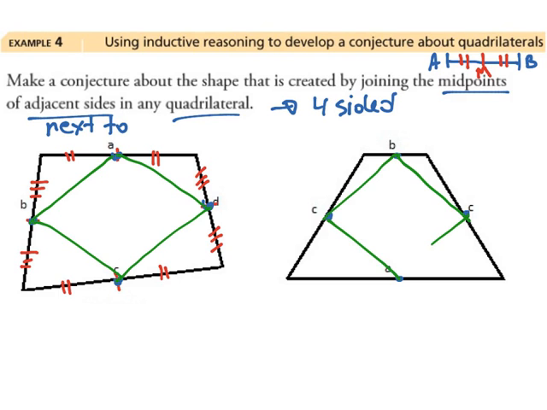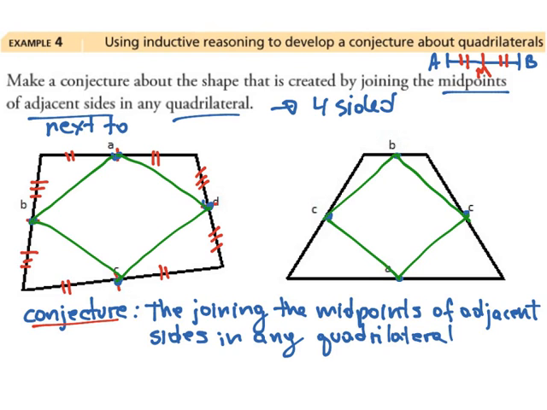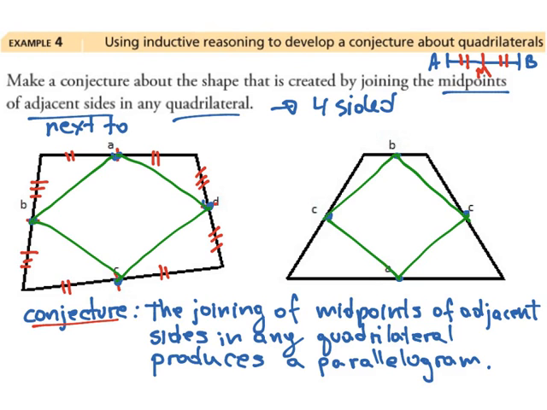Now what do these shapes look like? Well, these shapes look like a different quadrilateral. This quadrilateral looks like a parallelogram. So my conjecture would be that the shape that is formed is a parallelogram. So the conjecture is that joining the midpoints of adjacent sides in any quadrilateral produces a parallelogram. So this would be the conjecture.